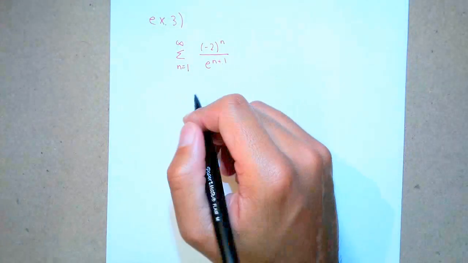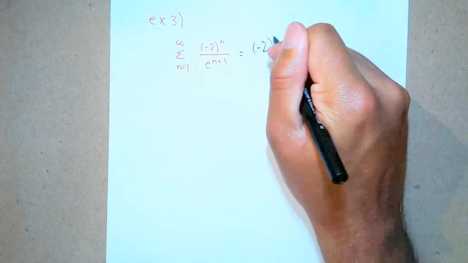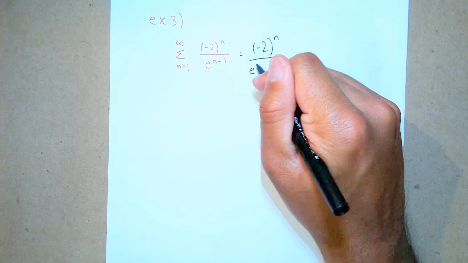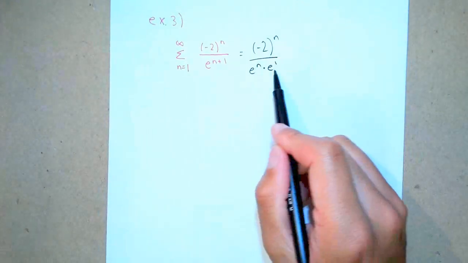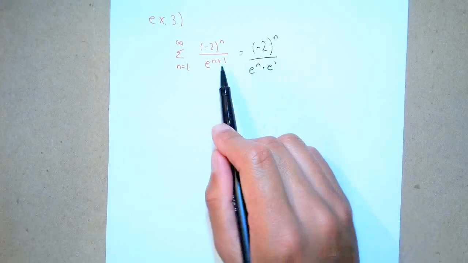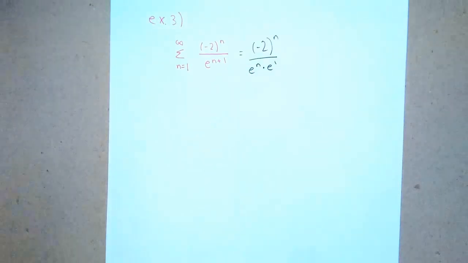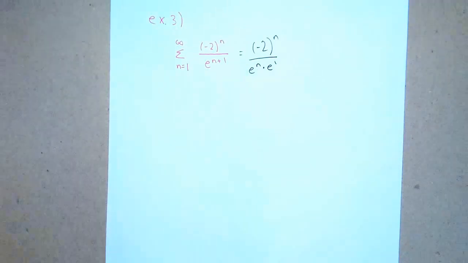I don't need it. So the first step, whenever you have that, is break it apart. Make this e to the n times e to the 1, which still makes sense because remember, when you have the same base and you're multiplying, you add the exponents. So this is just me restating this as that. But remember, you need n minus 1. You need a minus 1, so you have to include that.